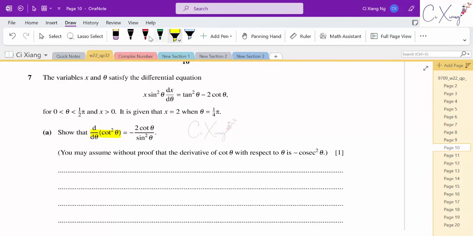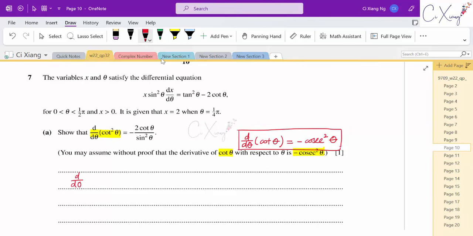Okay, and for this question here, they give us a hint actually. You can assume without proof that the derivative of cotangent theta with respect to theta is negative cosecant squared theta. So this sentence basically means that if we want to differentiate cotangent theta with respect to theta, the answer should be negative cosecant square theta. This is actually the result that you can use in our solution later when you want to show the result. Okay, so we will start.